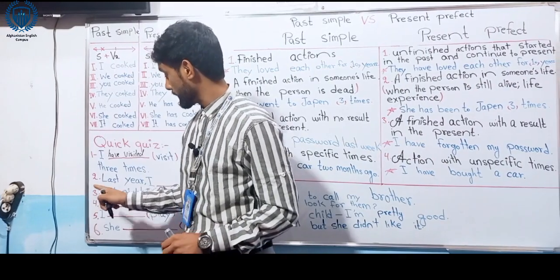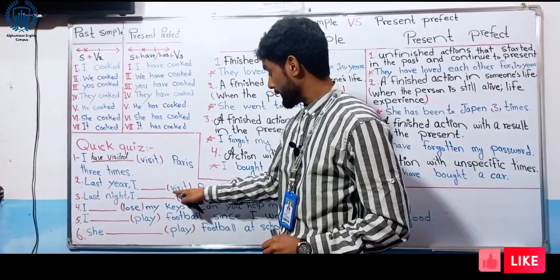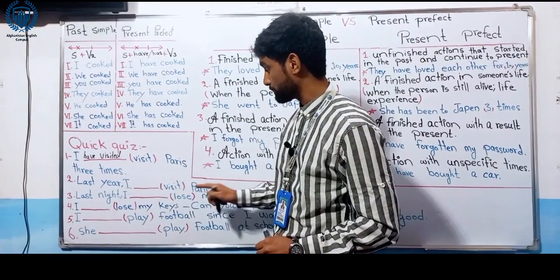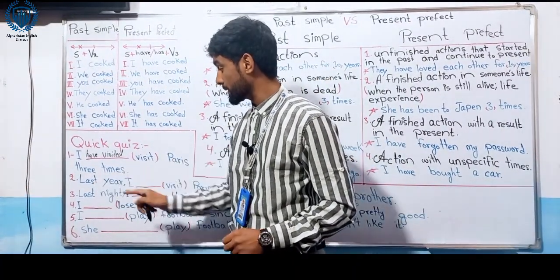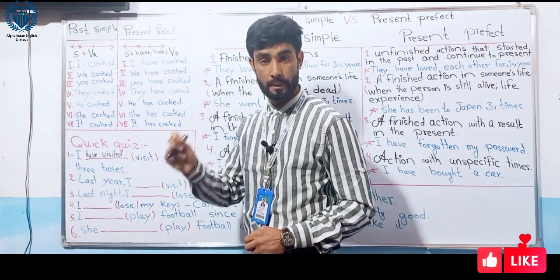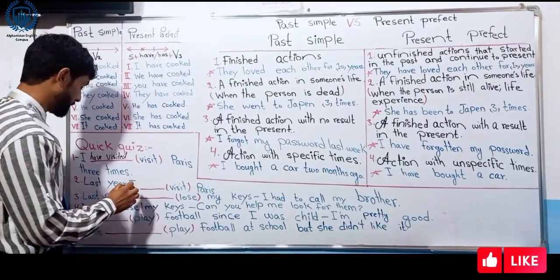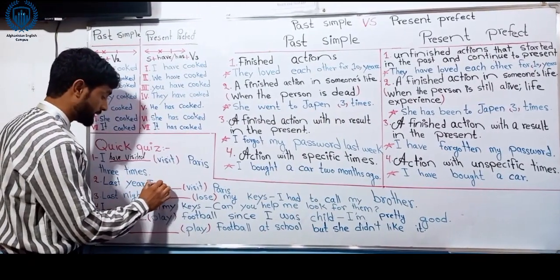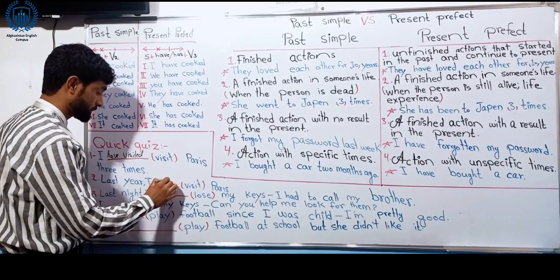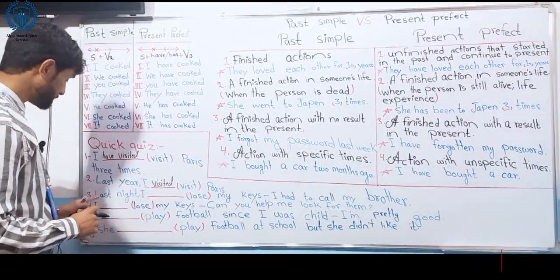The second sentence, last year, the verb is visit Paris. Now the time is specific, last year. For a specific time we need to use simple past tense. So I can add the second form of the verb. Last year I visited Paris. The second form of the verb.